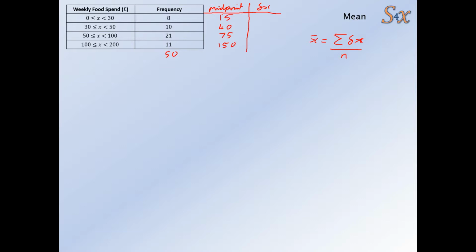So all we do to get that is multiply the frequency by the midpoint. We're going to do 8 by 15 for the first one, which gets us 120. 10 by 40 for the second one is 400. 21 by 75 is 1,575. And 1,650 for the last one. Now this says we need to do the sum of fx. That's the sum of this whole column. I'm adding all this column together. So I'll do that now in the calculator, to make sure I don't make a mistake.